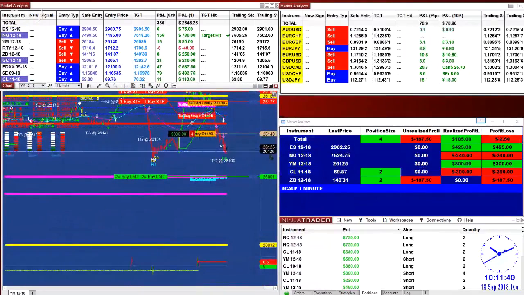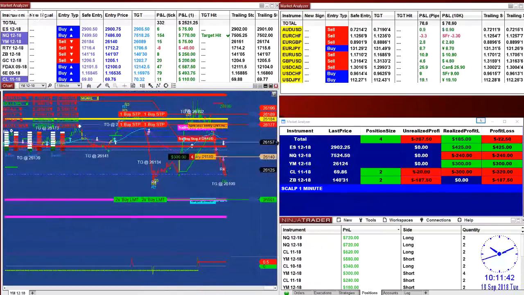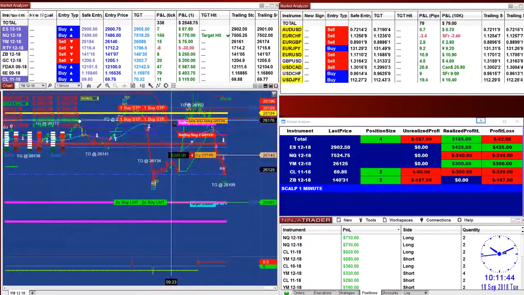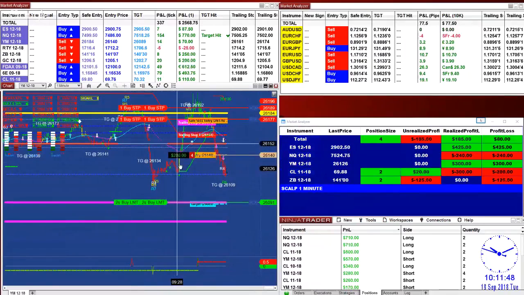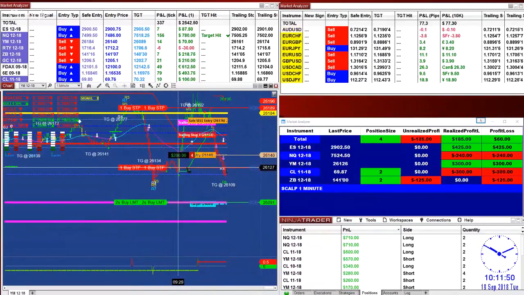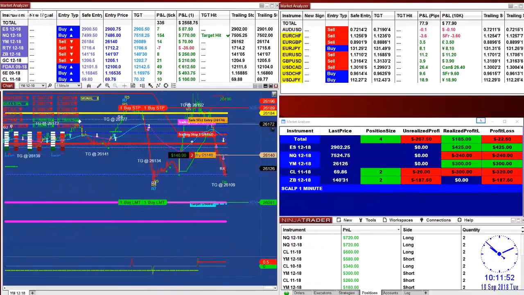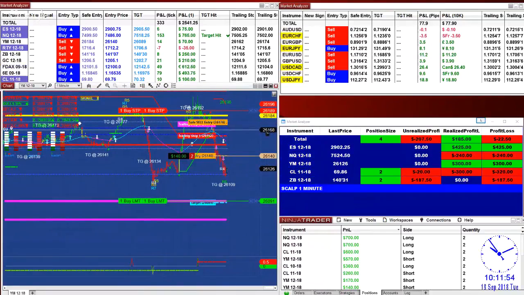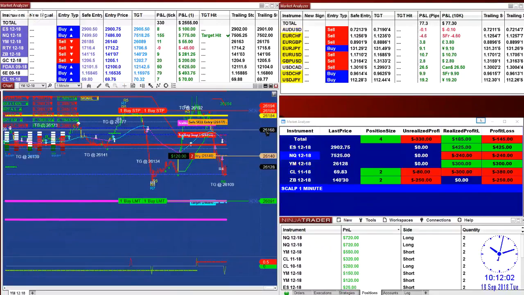This is the ATM strategy. And the reason I like the ATM strategy is because I can decide if I need to stay on that trade or move my stop loss or the trailing stop. So that's why I like the ATM.